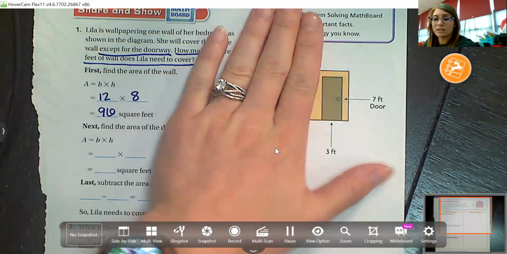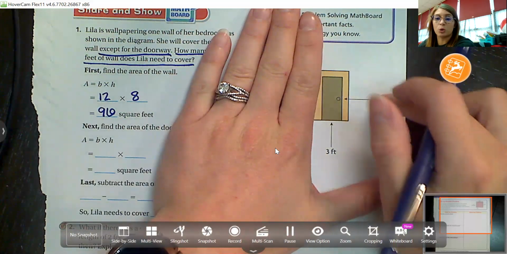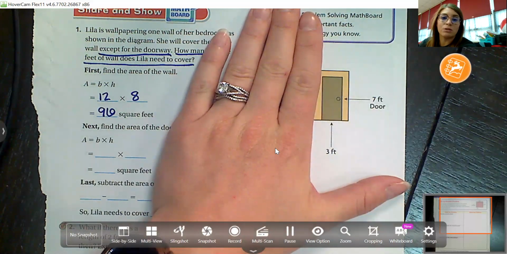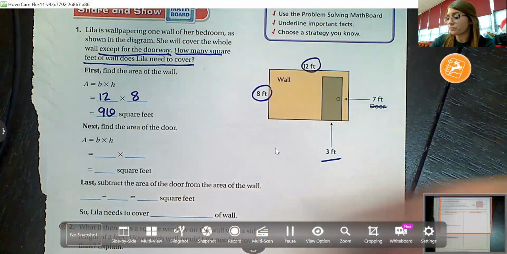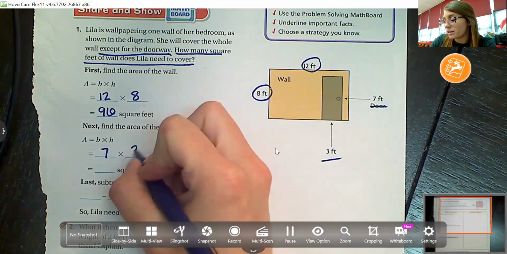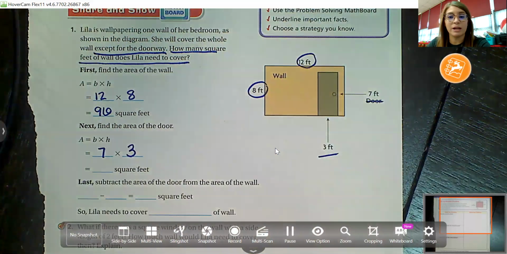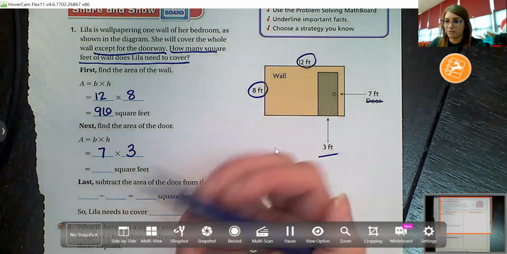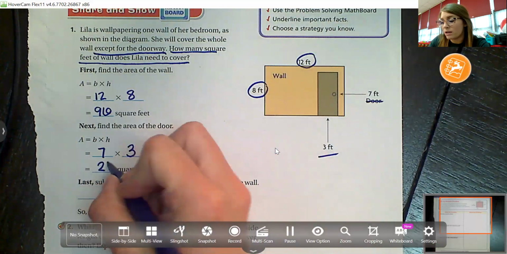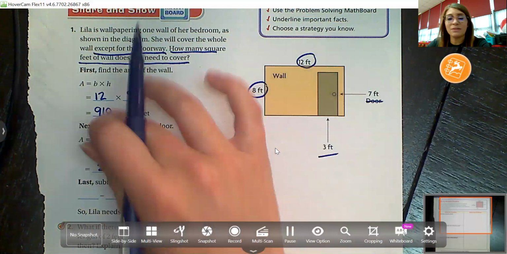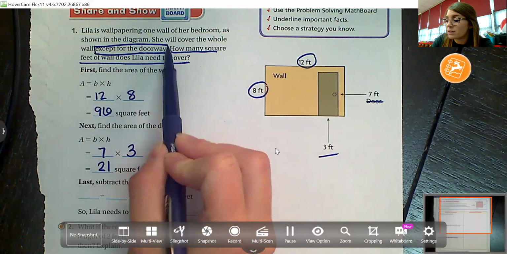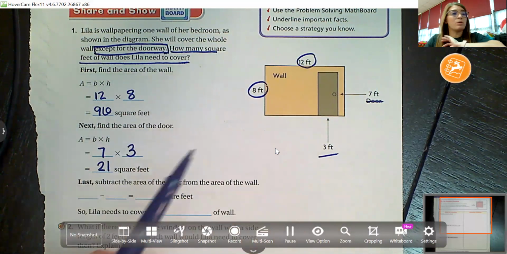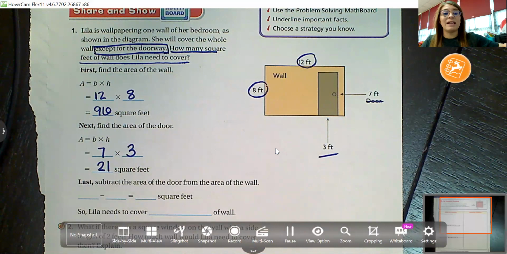Now we're going to forget about the rest of the wall and we're just going to focus on the door. What two measurements do I need to find the area of the door? Exactly. 7 feet times 3 feet. So when I multiply 7 times 3, what do I get? Very good. 21 square feet. Now remember, I'm not adding these two together because we're looking for everything except the doorway. So except means we are leaving it alone. We are leaving it out.